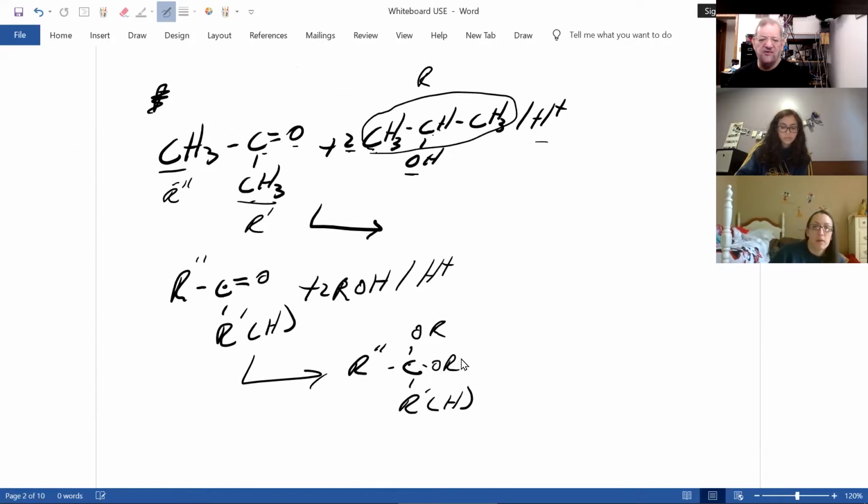R is an isopropyl group. Just think about it. 6 months ago, if I had said isopropyl group, would you even know what I'm talking about? Aren't you proud of what you're learning? Doesn't that feel good? All right, so keep your eye on the carbonyl carbon.